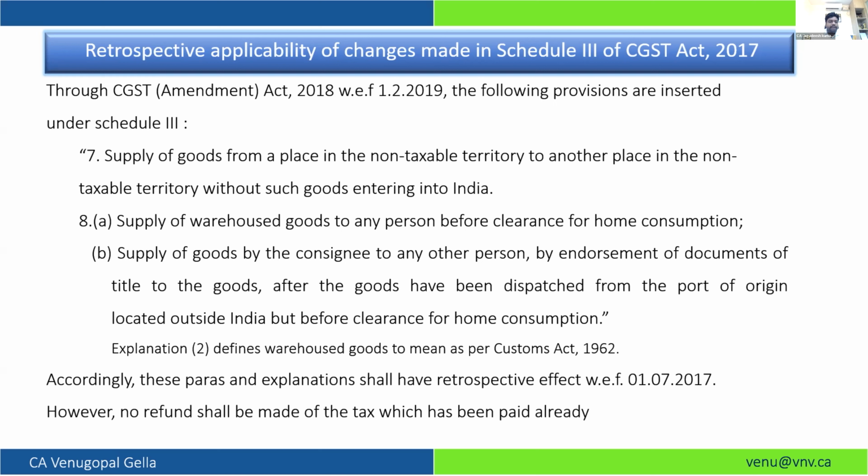And coming to 8B: supply of goods by the consignee to any other person by endorsement of documents of title to the goods after the goods have been dispatched from the port of origin located outside India, but before clearance for home consumption. That is, if any goods are sold on the high seas before clearance for home consumption, we generally call this a high sea sale transaction.